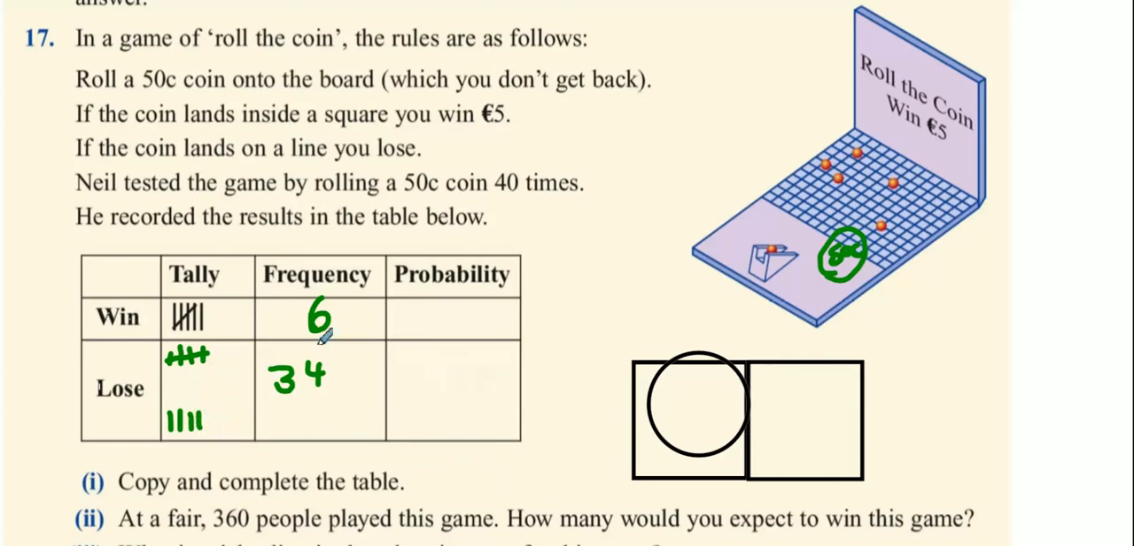Okay. What's your probability then? 6 out of 40, which is 3 out of 20. 34 out of 40, which is the same thing as 17 out of 20. 3 times in 20 you'll win. 17 times out of 20 you'll lose.